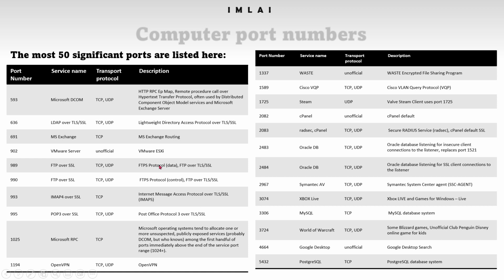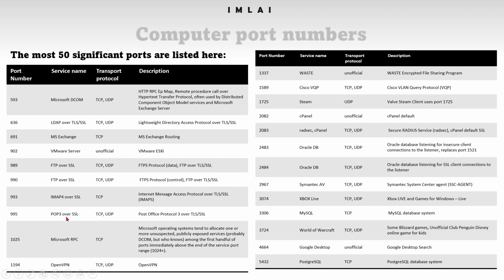That's FTPS. We call it the FTPS protocol data, and FTP over TLS or SSL runs at 989, and similar to the FTP over SSL, the same FTP over SSL can also run at 990. So both follow the transport protocols of TCP and UDP.